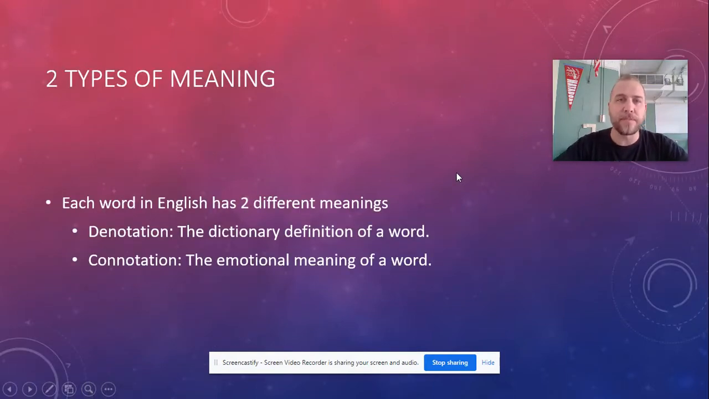So, there are two types of meaning for every single word in English. There's the denotation, which is just the dictionary definition. It's what it means when you look it up in the dictionary, and most words share a similar denotation. But there's a second type of meaning that's a little bit more tricky, which is the connotation. It's the emotional meaning of the word, and we come to understand the connotation not so much through the dictionary, but through repeated use of the word in our natural lives.